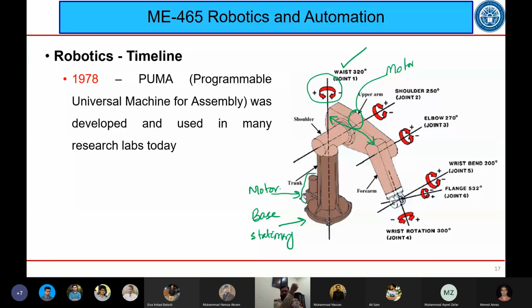And the next is my elbow. ये आपको elbow नजर आ रही है मेरी. So अगर इसको मैं यहाँ पे देखूं, so we have a motor here. इस जगह पे we have another motor जो कि मेरे elbow का joint है और ये मेरा एल्बो रोटेट हो सकता है.